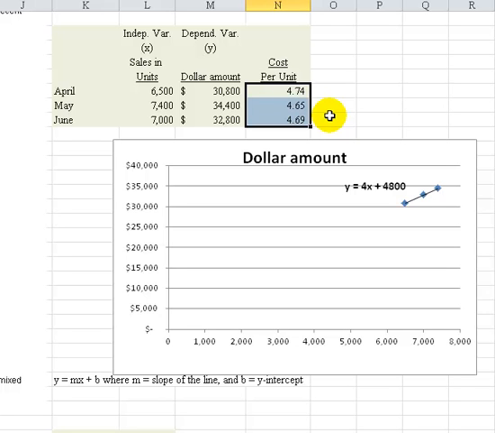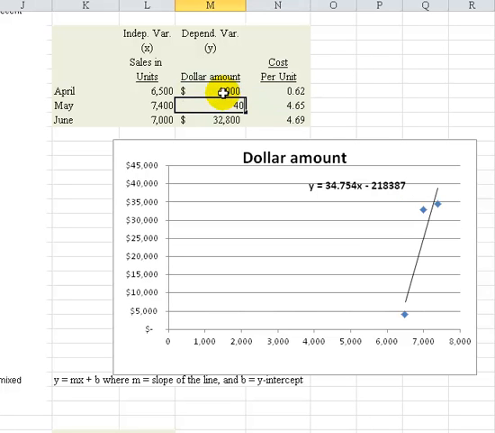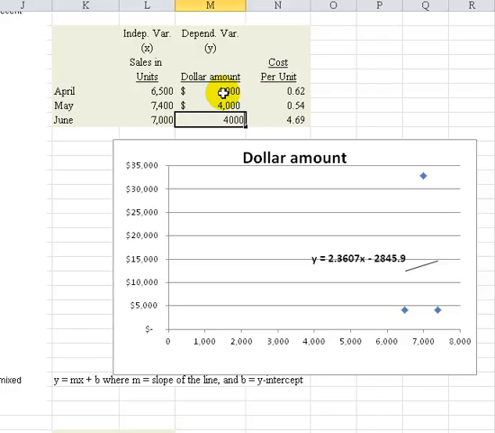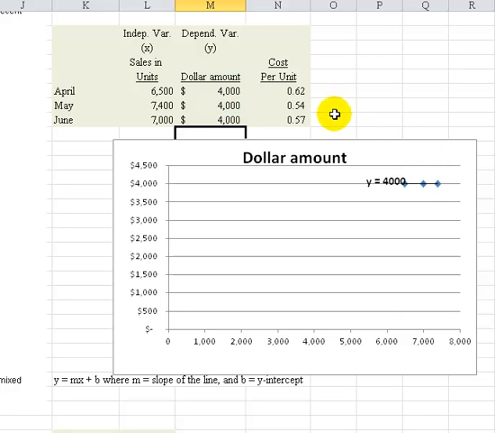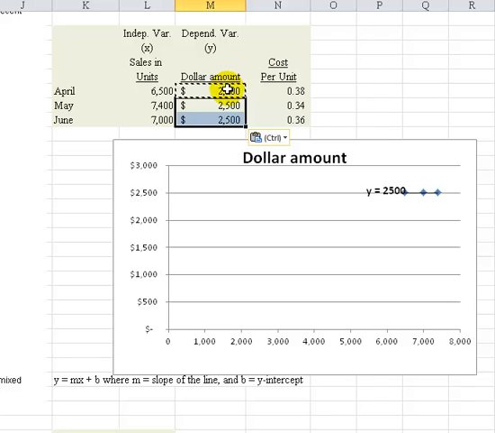The next item is insurance. Insurance is $4,000 in every period. So again, we're going to get that straight line graphed. Cost per unit is going to vary, but since the dollar amount's exactly the same, we know that's a fixed cost. Depreciation behaves the same way at $2,500. We're going to get a straight line again. The cost per unit changes, but graphed it's a straight line. Total costs are always the same. That's a fixed cost. And I think that's all of the costs.